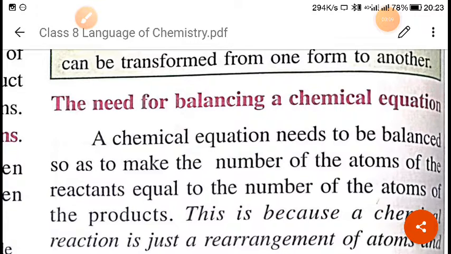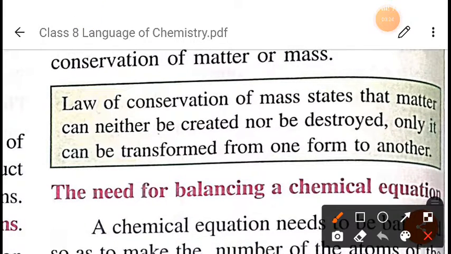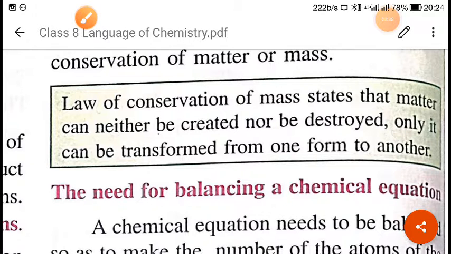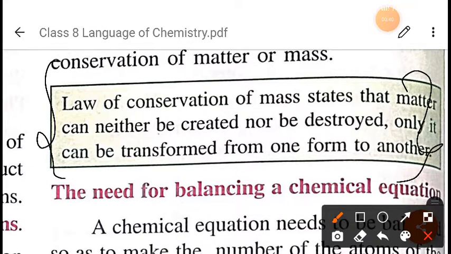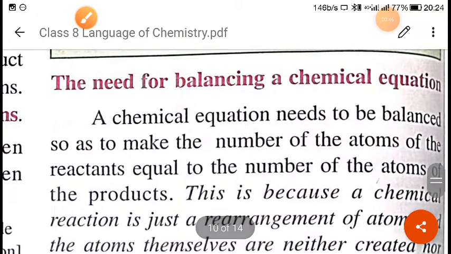So in today's class we will learn about the need for balancing a chemical equation, or how to balance a chemical equation. Before starting this, in the last class we discussed the law of conservation of mass. According to the law of conservation of mass, matter can neither be created nor destroyed; it can only be transferred from one form to another. Because of this statement, we balance the chemical equation. So why is there a need to balance the chemical equation?